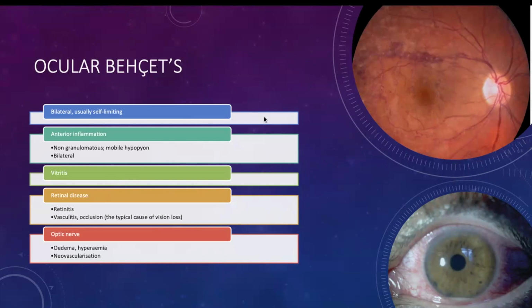It can affect both the arteries and the veins, and that can then cause occlusive vasculitis, so things like CRVO, CRAO, and that tends to be where the vision loss comes in with ocular Behçet's. It tends to be if an occlusive vasculitis has happened. And then the optic nerve can be involved as well. So again, with edema, maybe some hyperemia and neovascularization with chronic edema as well.